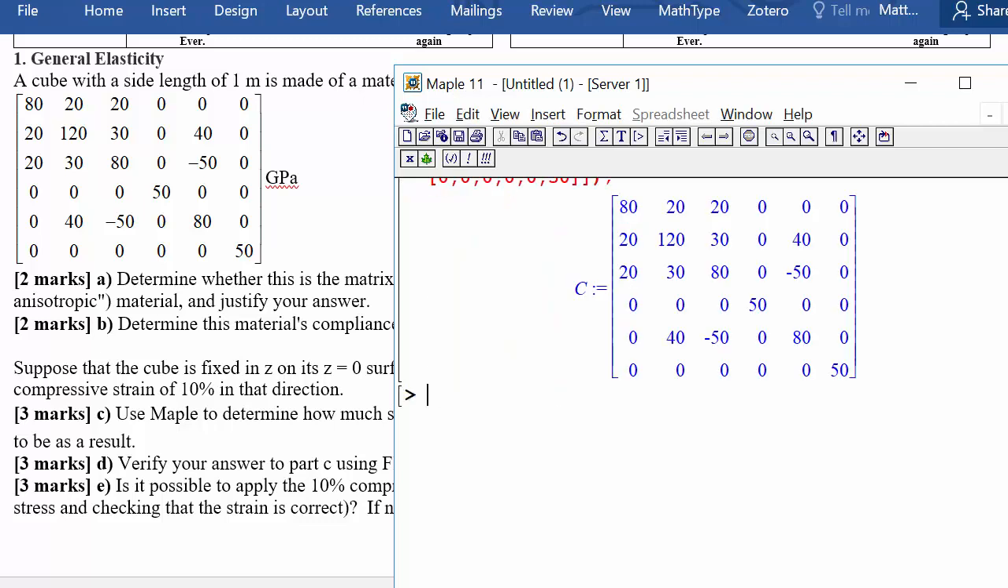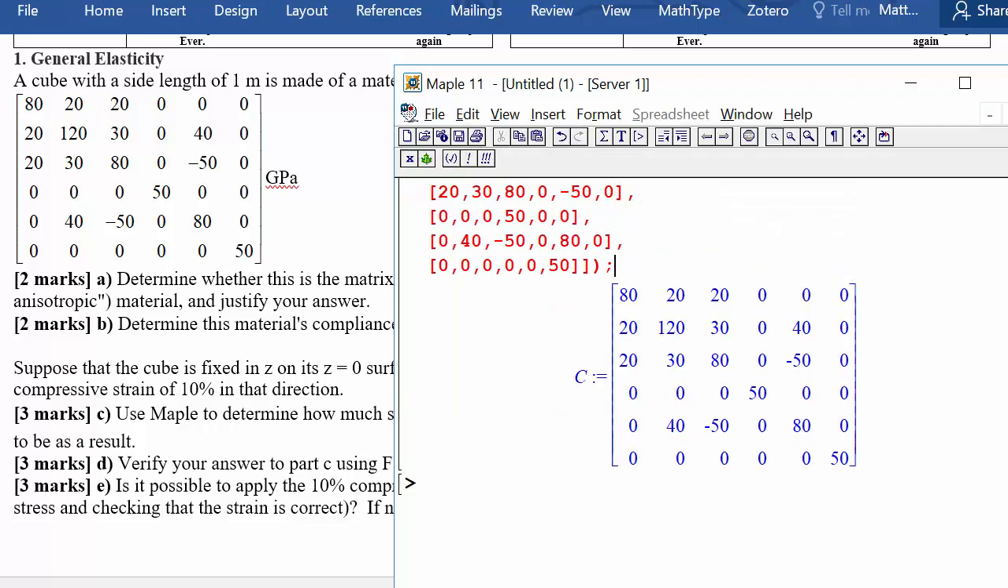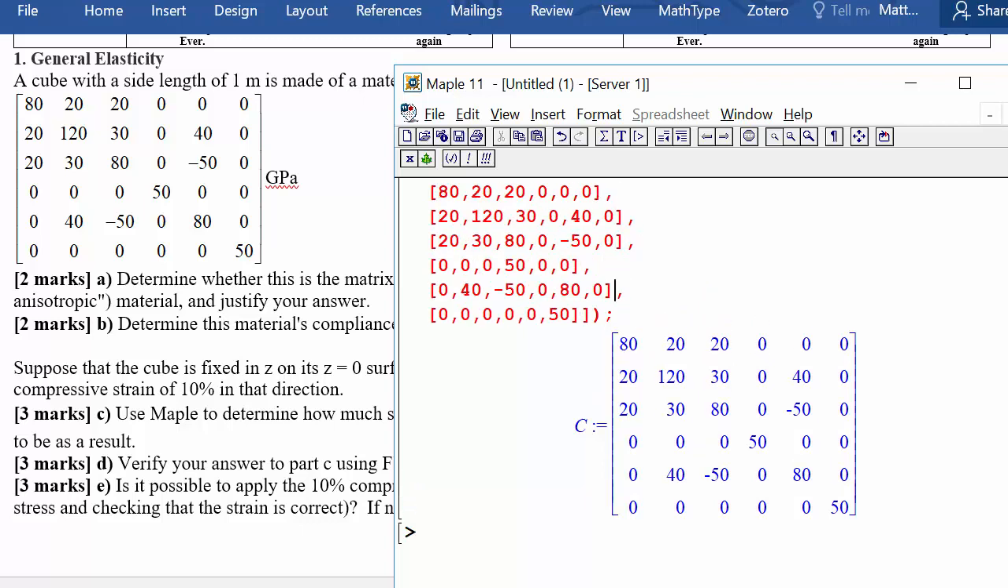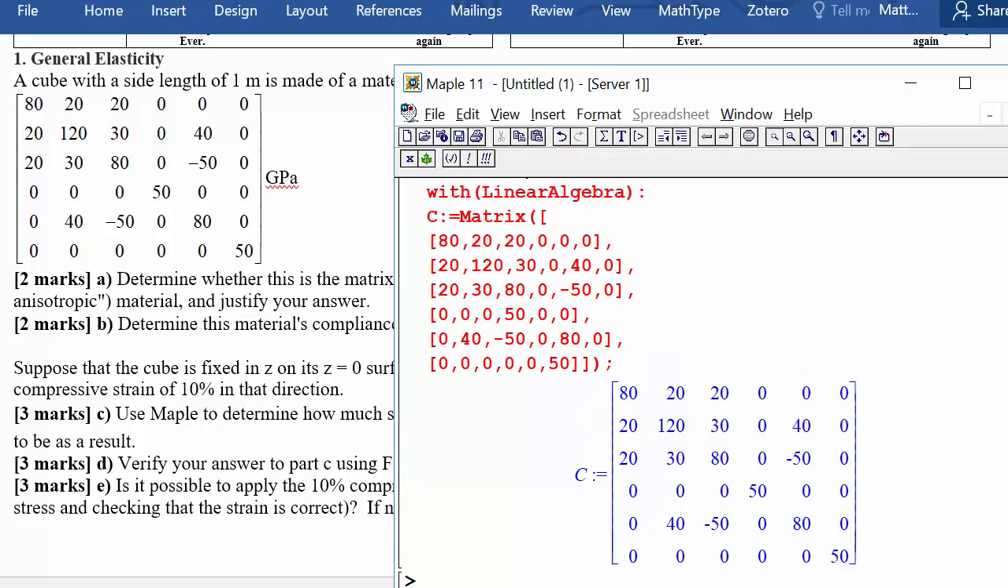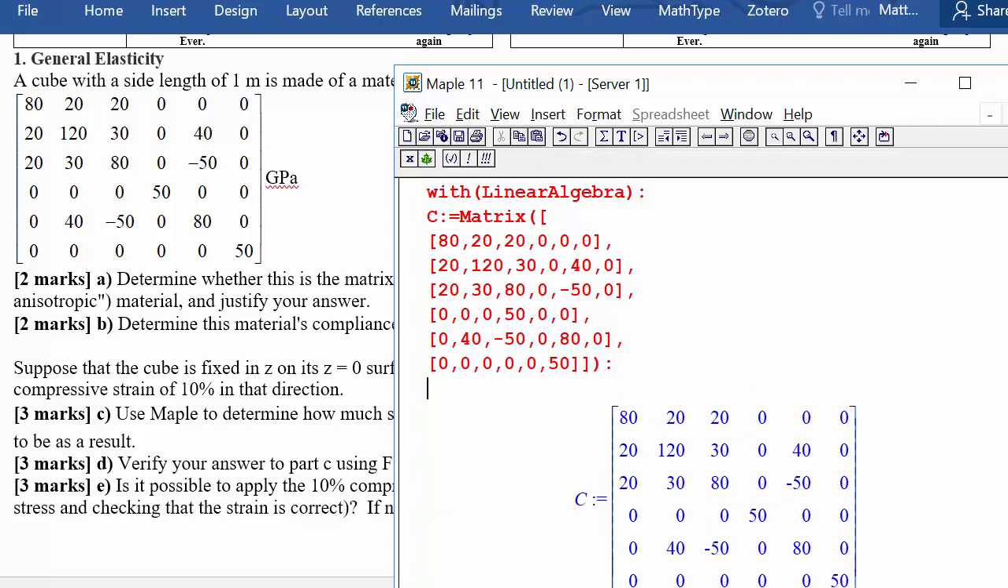Okay, so let's double check that that looks all correct. And it seems pretty good. So this is supposed to be in gigapascals. We can just remember that it's in gigapascals right now, and then get the inverse of this and remember that it's going to be in inverse gigapascals. So that would be nano, so 1 over 10 to the 9 pascals would be nanometers per meter pascal.